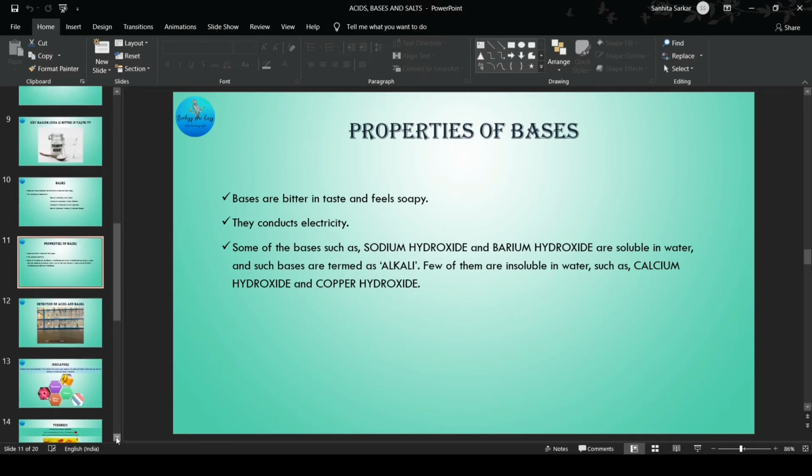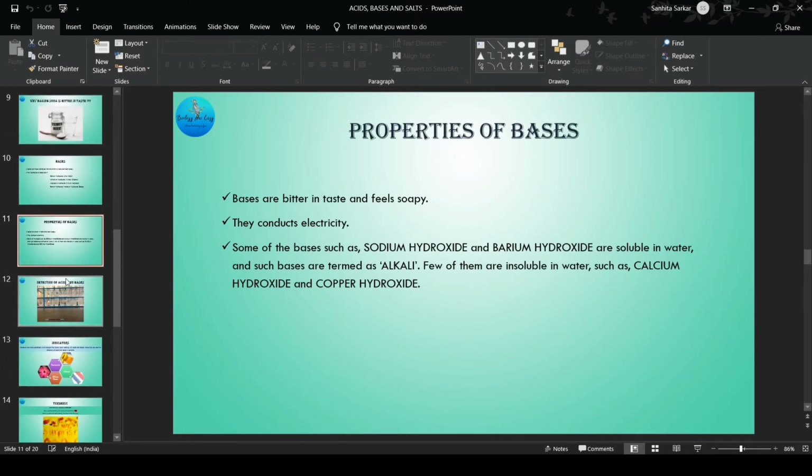So bases are bitter in taste. They conduct electricity. Some of the bases get dissolved in water and these are known as alkali. Two examples of alkali are sodium hydroxide and barium hydroxide, and a few of them are insoluble in water, and such bases are calcium hydroxide and copper hydroxide.